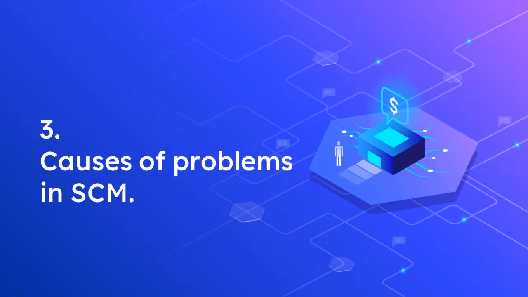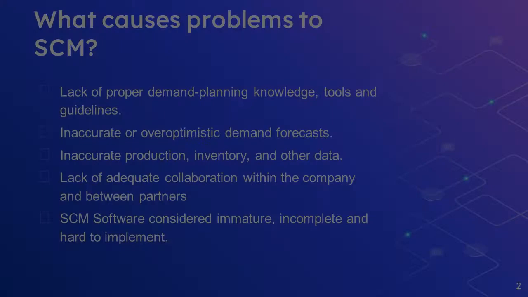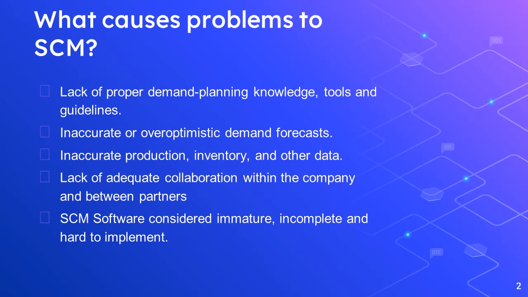Causes of problems in supply chain management. So, what causes problems to SCM? So, the first one would be the lack of proper demand planning knowledge, tools, and guidelines. The second one is inaccurate or over optimistic demand or forecasts. And the third one would be inaccurate production, inventory, and other data.